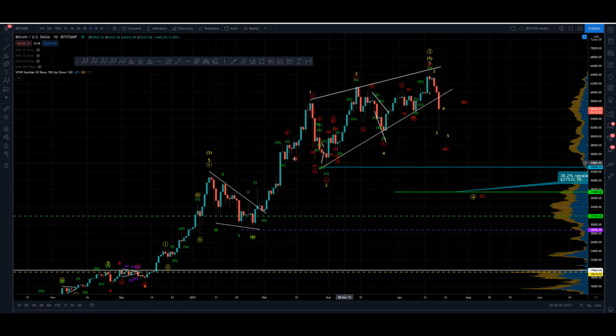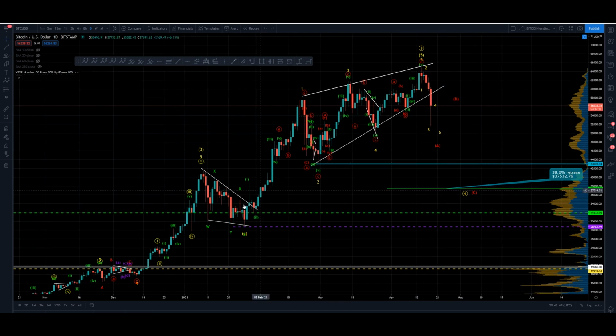But the 4 overlaps the 1, which is fine to see in an ending diagonal, and we have this rising wedge structure, which we like to see in an ending diagonal. So totally legit, and it looks kind of nice, to be honest. The only thing I don't like about it is this move up here into the first wave 1. Yes, it does divide as a 5, 3, 5, but it's shoddy work really.